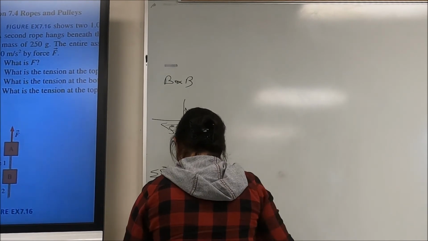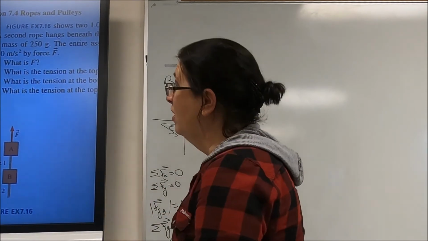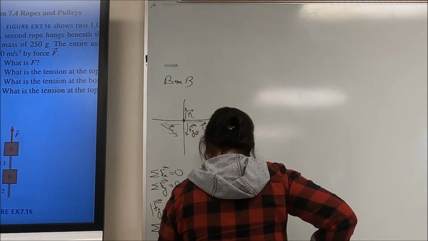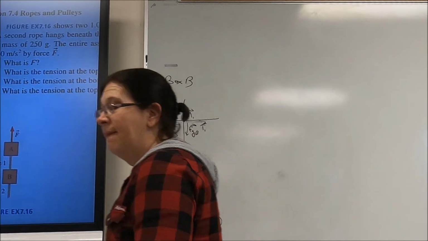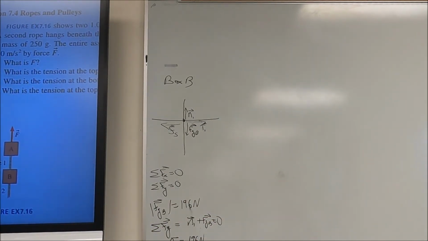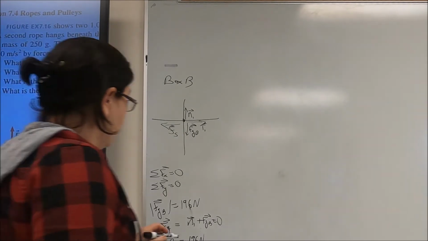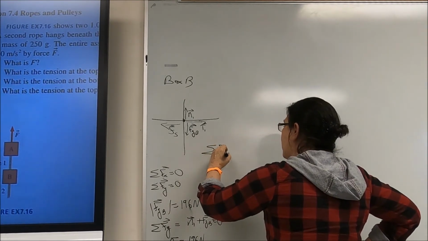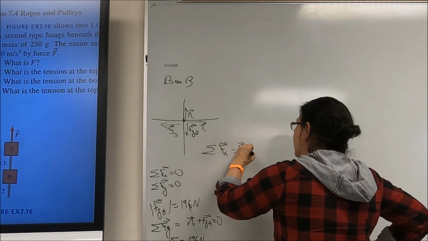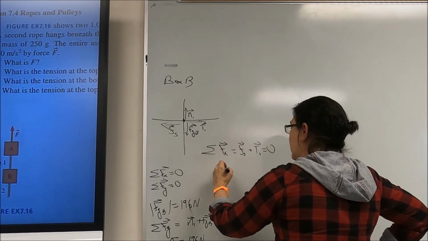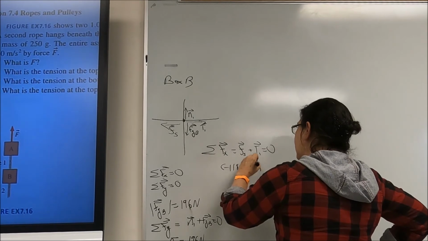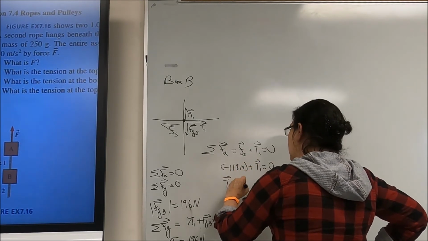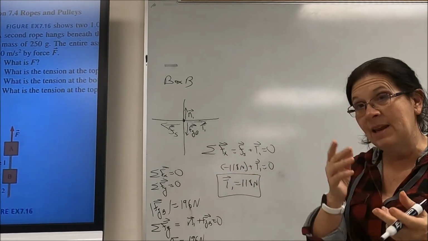F sub S, the static frictional force max, is going to be the coefficient of static friction here, which is 0.60 times 196 newtons. So 196 gives me 118 newtons. Now, sum of the forces in the x direction is going to be F sub S plus T1, and that's going to equal 0. So I have minus 118 newtons plus T1 is equal to 0. So T1 is 118 newtons. So I've got T1.